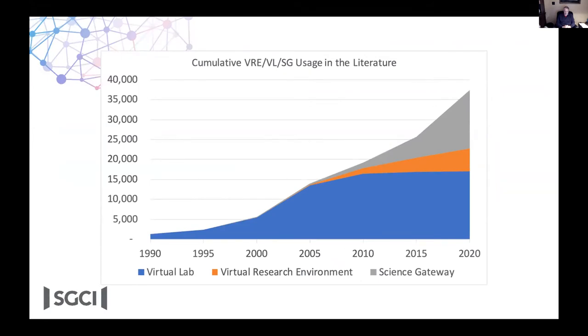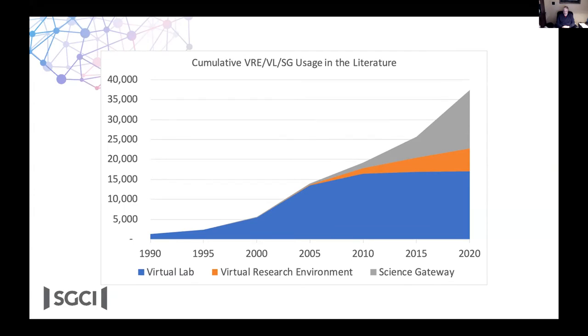As we look at references available from 1990 up to today, 1990 being about when the WWW was invented, we see virtual labs, virtual research environments, and science gateway climbing in references, and virtual labs seem to be leveling off while the other two continue to be growing. But that doesn't really tell the whole story.